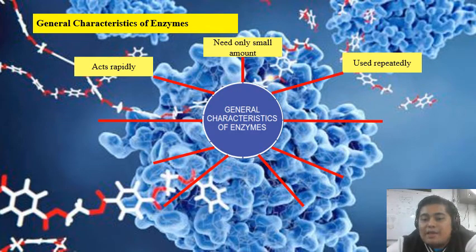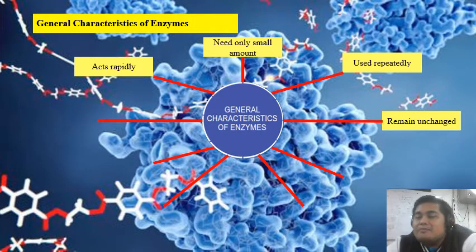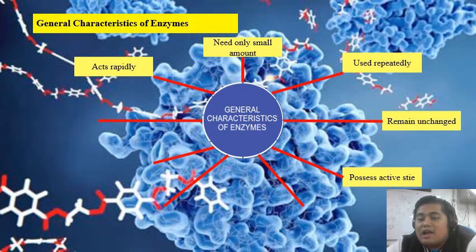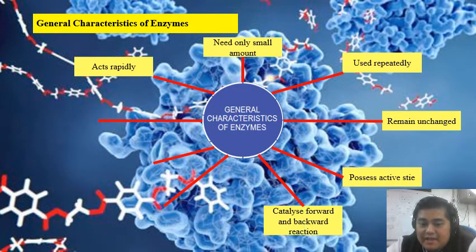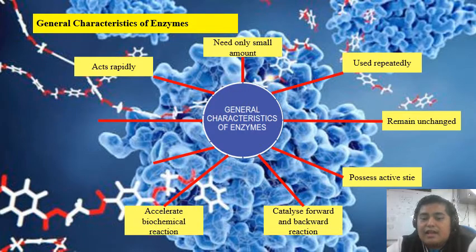So, bila dah ulang banyak kali, apa maksudnya? Maksudnya, pada akhir tindak balas, enzim tetap tidak berubah. Kecuali there are few condition yang menyebabkan keadaan enzim itu berubah. For example, macam tiba-tiba suhu naik. So, yang tu kita tengok nanti. It possesses active site. It catalyzes forward and backward reaction. It accelerates biochemical reaction. Dia mempercepatkan keadaan tindak balas biokimia.